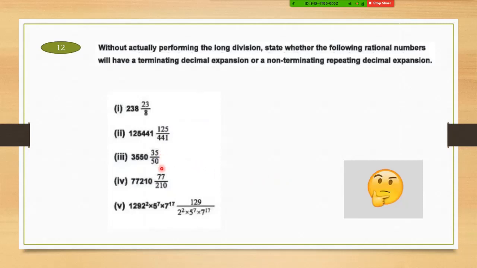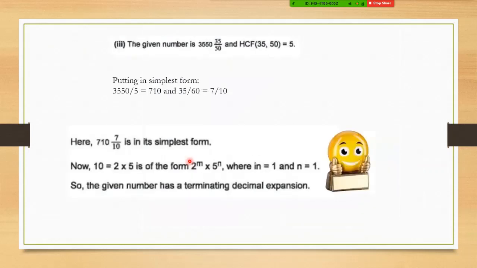It is 35 upon 50. Now reduce it first. 35 upon 50 can be cancelled out by 5. So what is the lowest term? 7 by 10. Okay with that? Now check out 10. How will you write 10? It can be written as 2 into 5, that is 2 to the power of 1 into 5 to the power of 1. Perfect. So the given number has terminating decimal expansion.